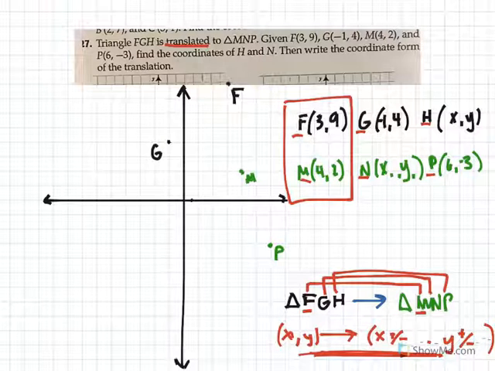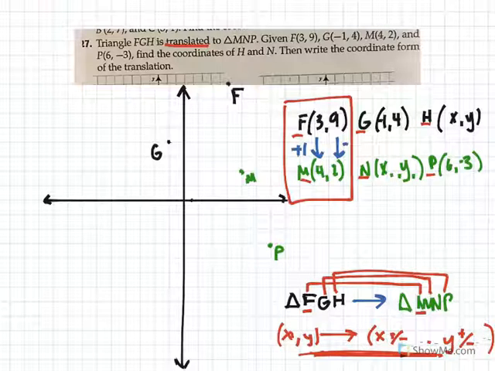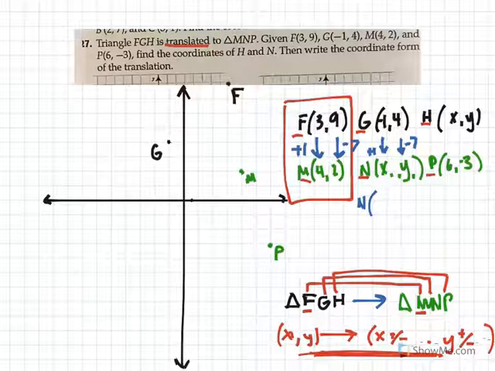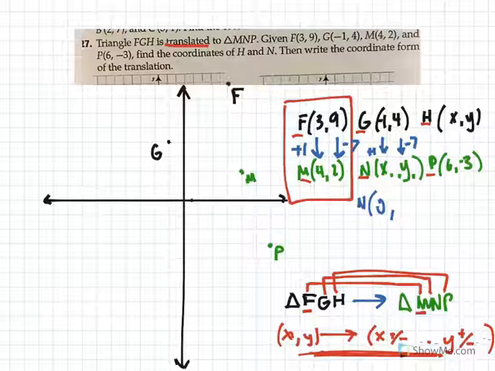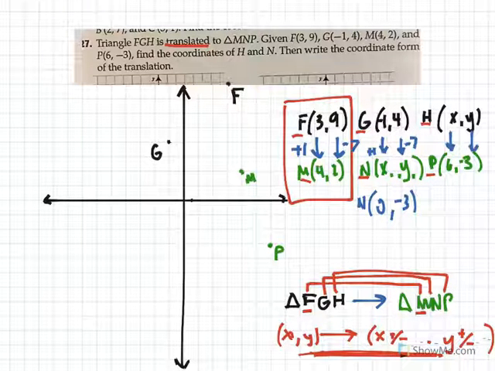So how did we get from the original figure to the prime? Well, we added 1 to the X, and we subtracted 7 from the Y. So if we know that this is the rule, add 1 to the X and subtract 7 from the Y, we can find out that point N is going to be -1 plus 1 gives me 0, and 4 minus 7 gives me -3. Over here, if we go from the original to the new, we're going to add 1 and take away 7.